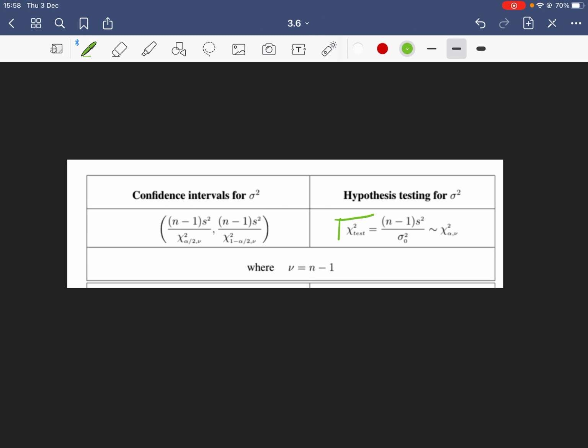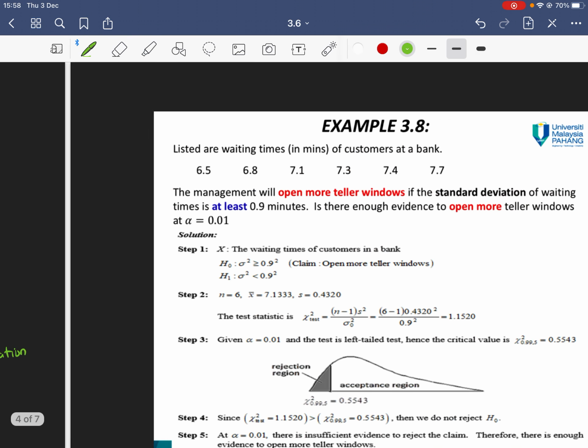The chi-square test is given by n minus 1 times s squared. What is s squared? S squared is the sample variance. Chi-square equals n minus 1 times s squared over sigma square naught. Sigma square naught is the value of the population variance. Okay, so look at an example.